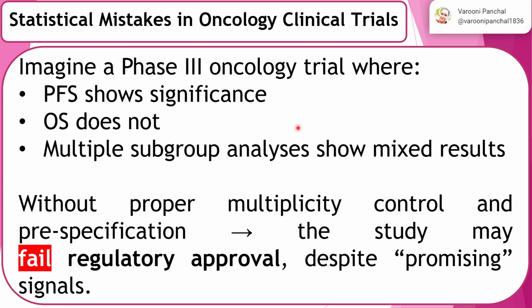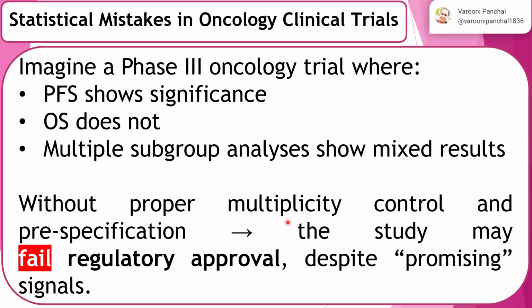Now you can imagine a phase 3 oncology trial where PFS shows significance, right? The overall survival does not. The multiple subgroup analysis shows mixed results. So nothing is consistent. All these three parameters, which are especially important in oncology, are giving you results in three different directions. So there is no common direction or common result that you can interpret or write in your statistical analysis plan report, right? All this is giving you three different directions of results.